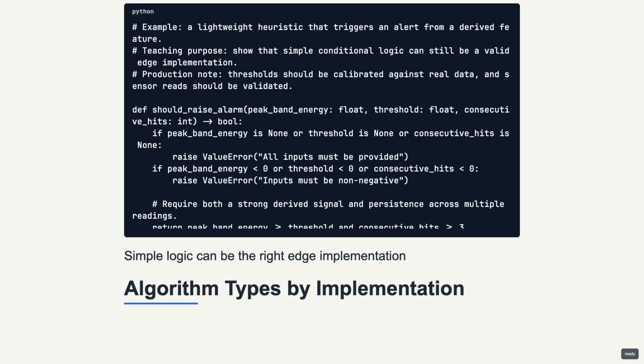Implementation style changes what an edge algorithm can do in practice. The same task can be built as rules, a trained model, or a compact neural network, and that choice affects speed, memory, and how easy the system is to trust.